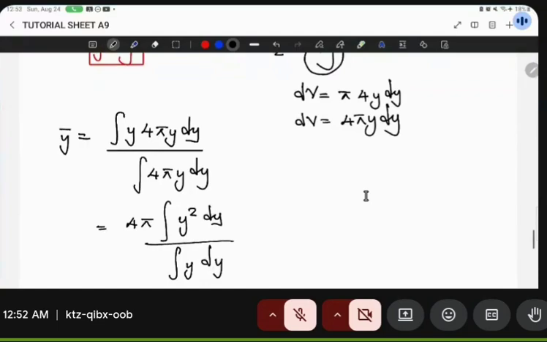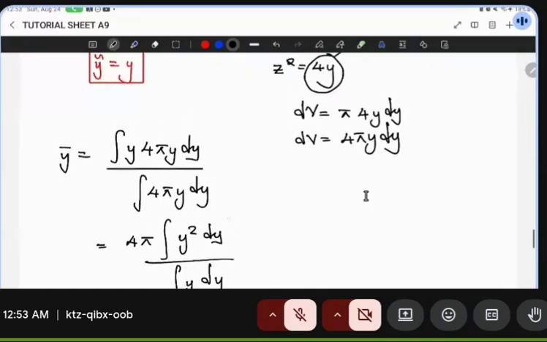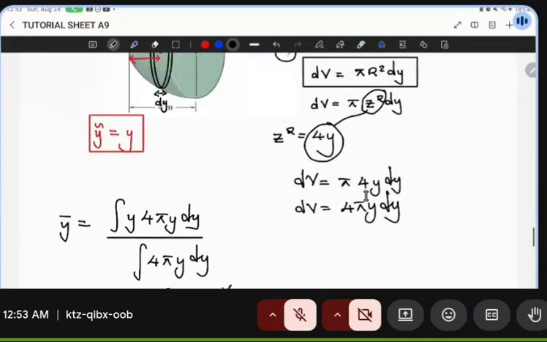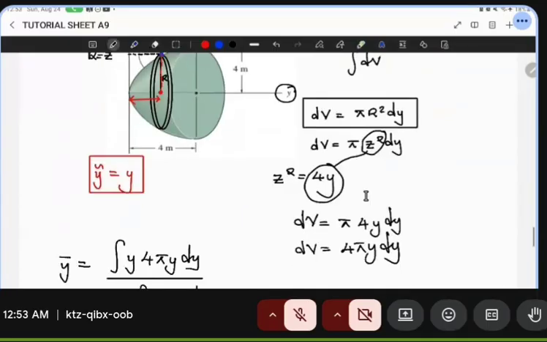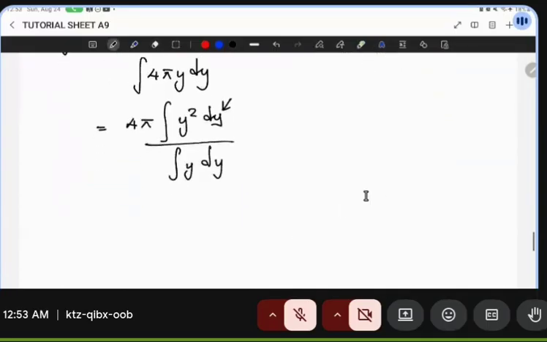We now need the limits of integration. Since this is with respect to y, we need the smallest value of y to the largest value of y. What's the smallest value of y here? Zero. And what's the largest value of y? 4. So y is changing from 0 to 4.